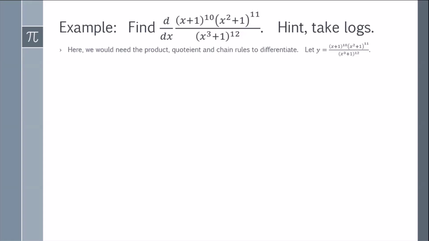However, if we let y equal (x plus 1) to the 10, (x squared plus 1) to the 11, divided by (x cubed plus 1) to the 12, and we take logs on both sides, we can use the properties of logs to break up the right side of the equality. Because the log of a product is the sum of logs, and the log of a quotient is the difference of logs, our right side becomes log of (x plus 1) to the 10 plus log of (x squared plus 1) to the 11 minus log of (x cubed plus 1) to the 12.